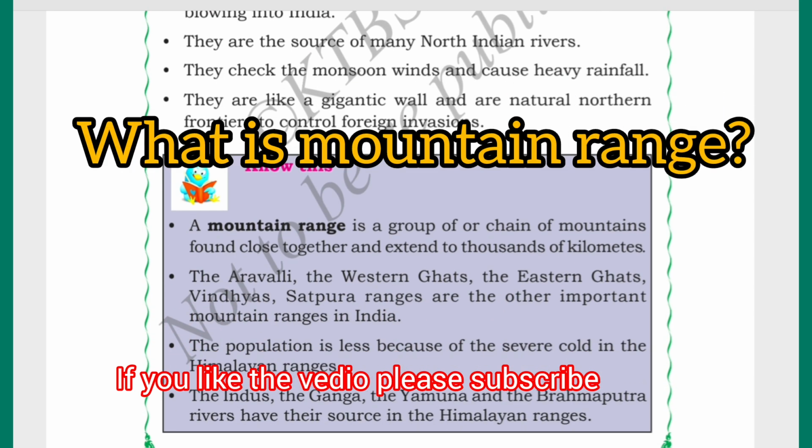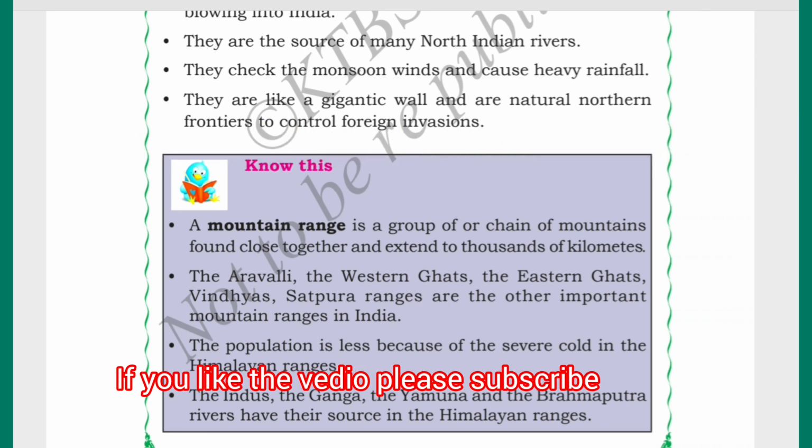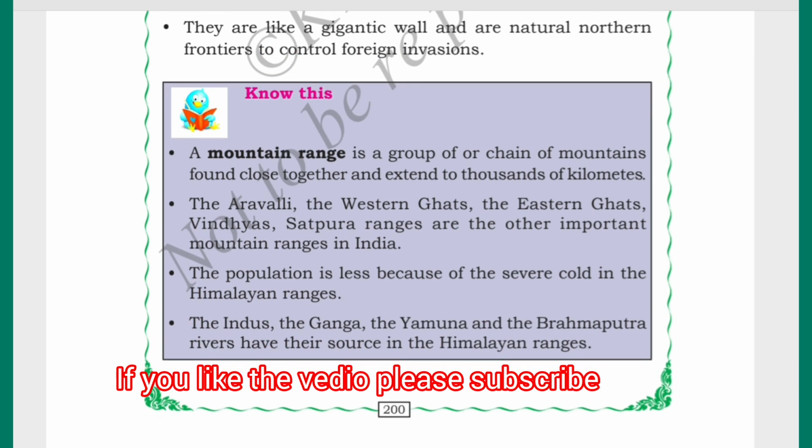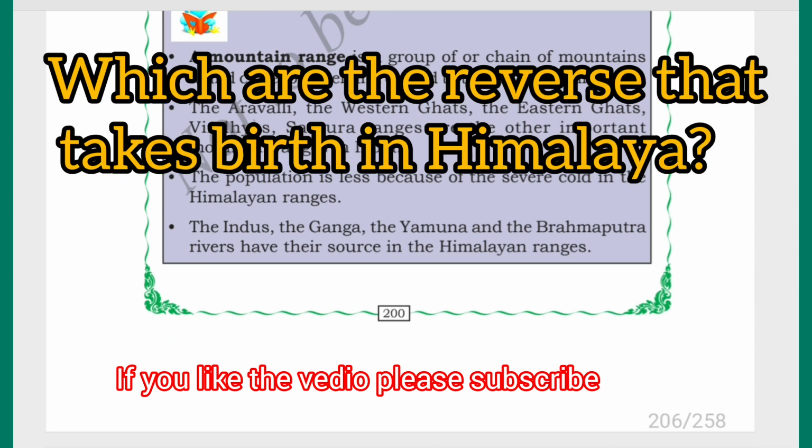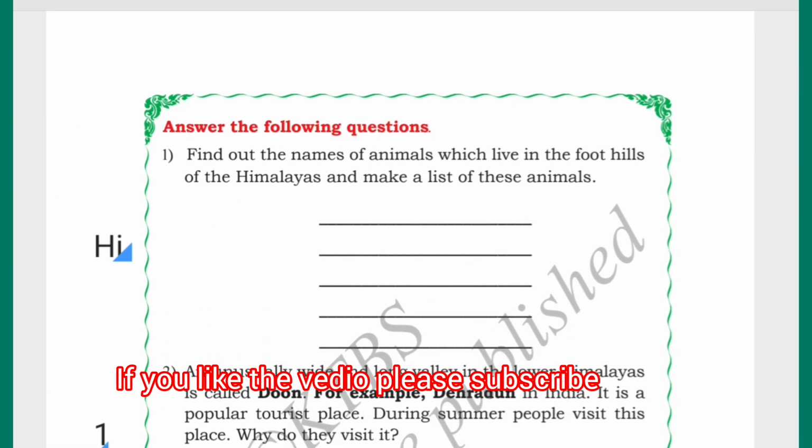The next one is, what is a mountain range? A mountain range is a group or chain of mountains found close together and extended to thousands of kilometers. Next question, which are the rivers which take birth in Himalaya? Indus, Ganga, Yamuna and Brahmaputra rivers have their sources in Himalayan ranges.